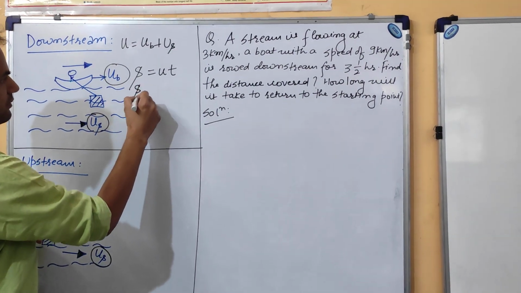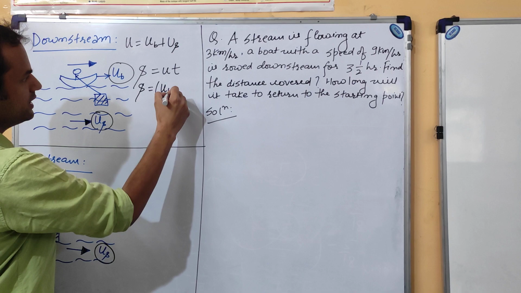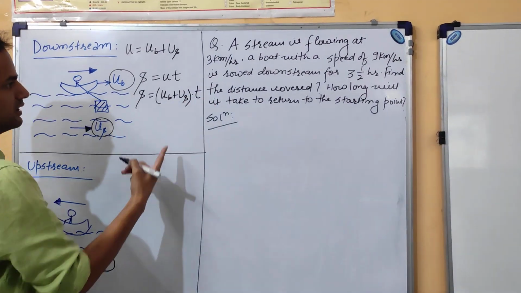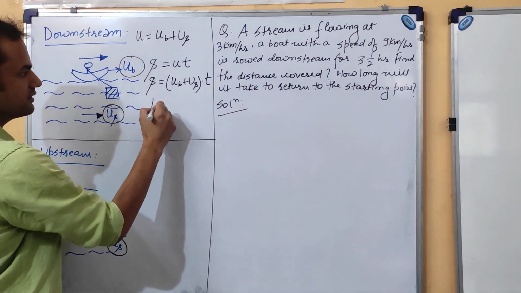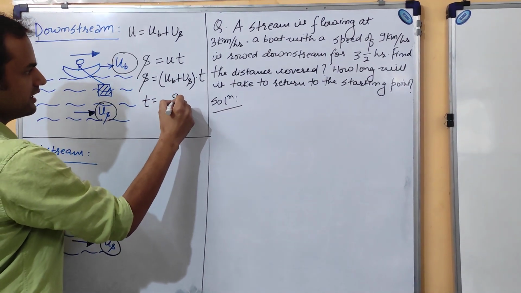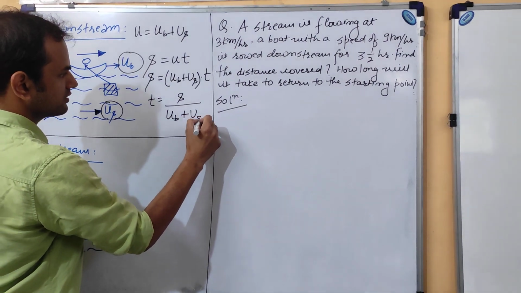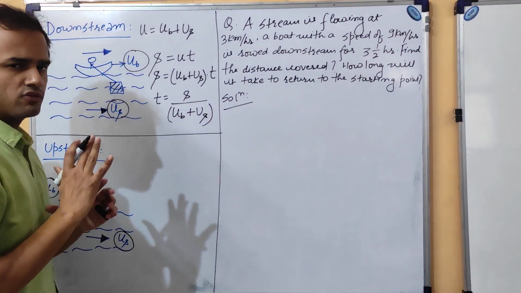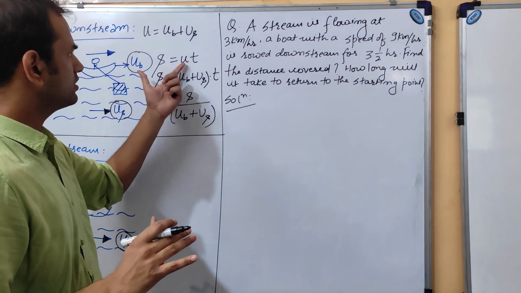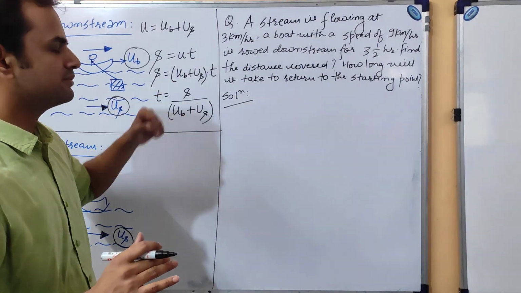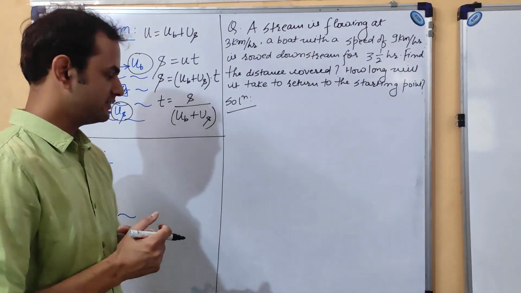So distance becomes UB plus US into time. So you can calculate time from here. T becomes S by UB plus US. You don't have to remember a single formula, just use S equals UT and just replace this U by the speed of boat plus the speed of stream, right?